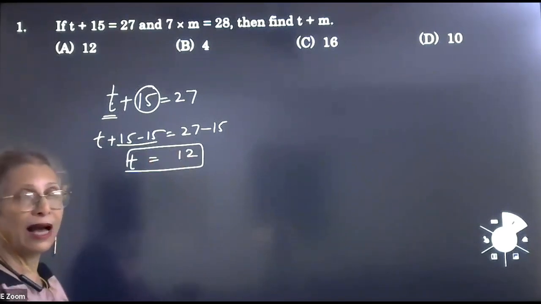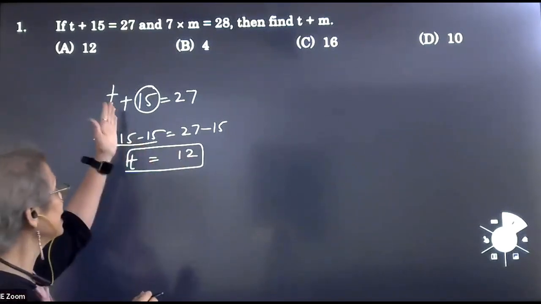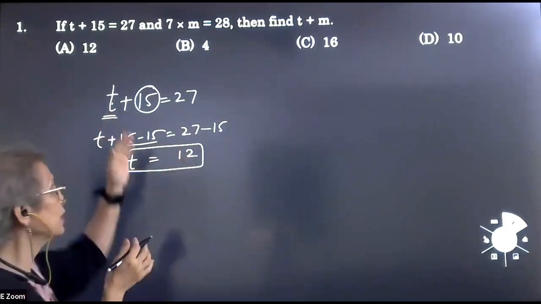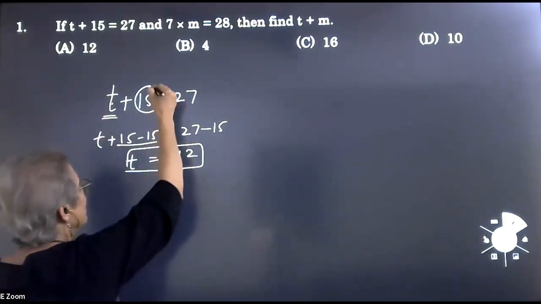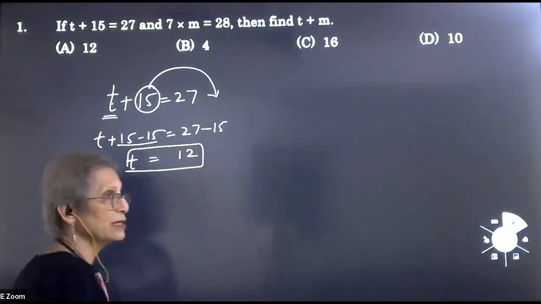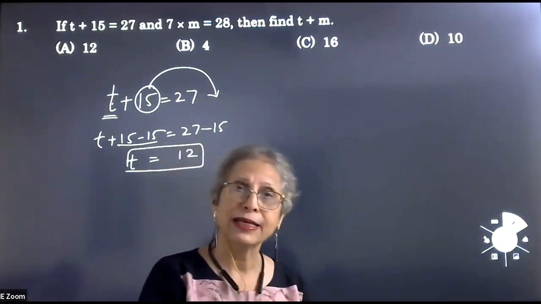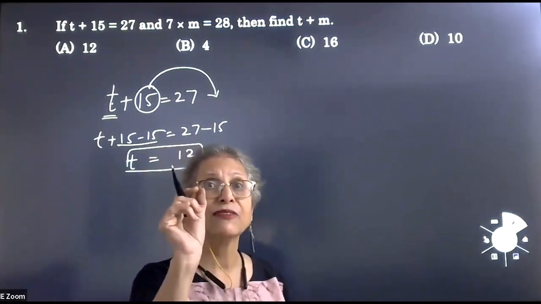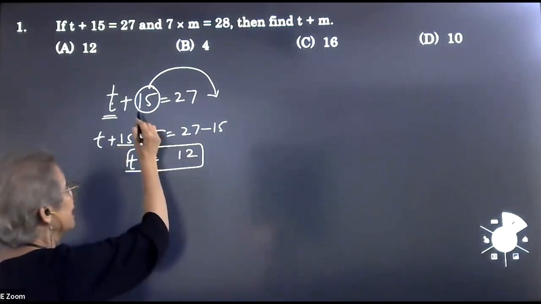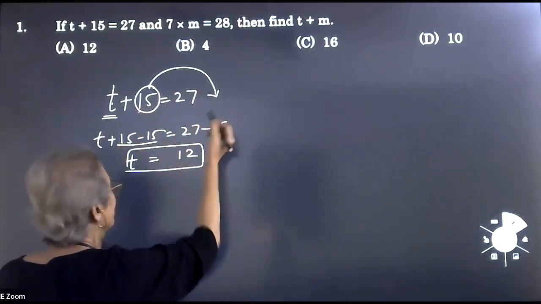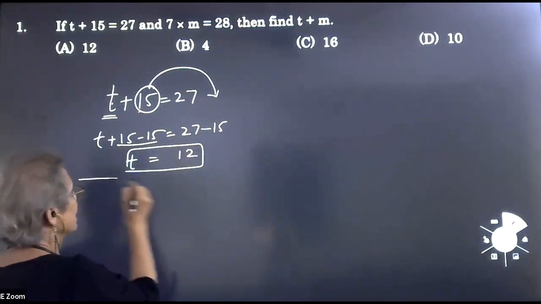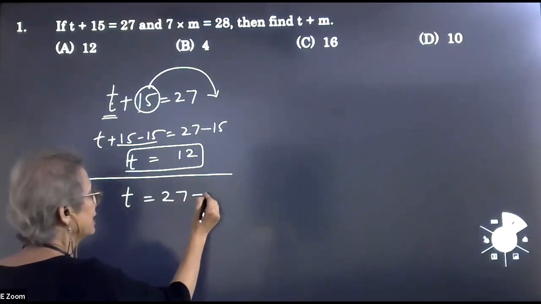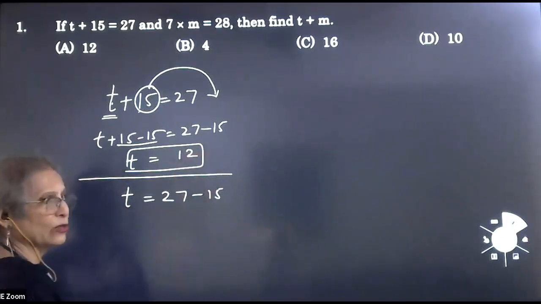This is one method. Another method is we can take numbers on one side and keep letters on the other side. So keep T on this side and take 15 to the other side. This method is called the transpose method. We can take one number to the other side. But at that time what happens? The operation changes. Here it is addition. If you take it to the other side, it will become subtraction. So this is the alternate method. T is equal to 27 minus 15. Same thing we did here also.